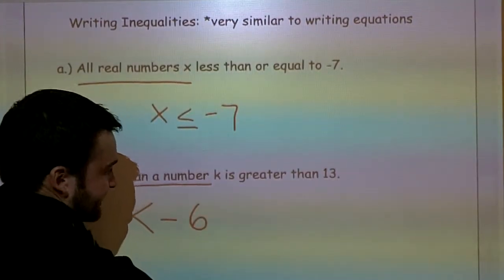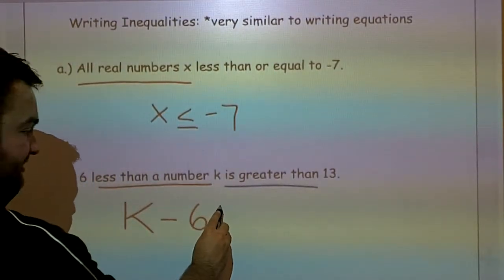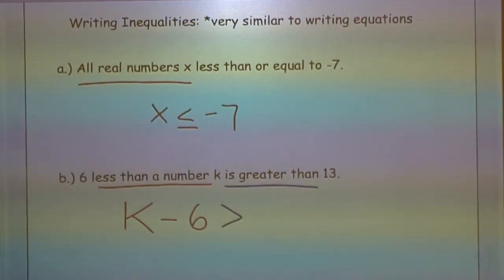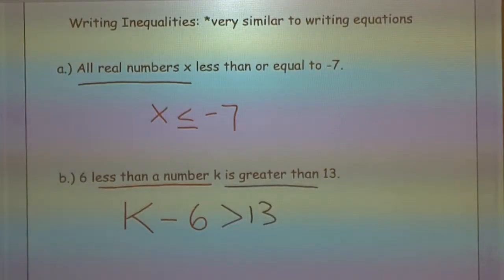Now we can evaluate the second half of that inequality, is greater than 13. So is greater than, the alligator is going to eat the greater side, or is greater than 13. Again, this is just writing those inequalities.